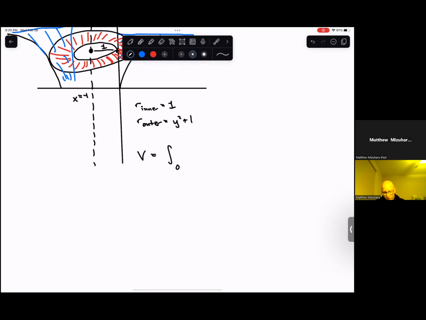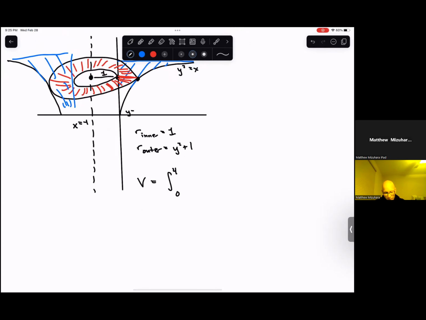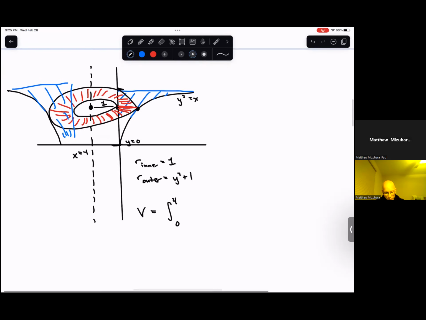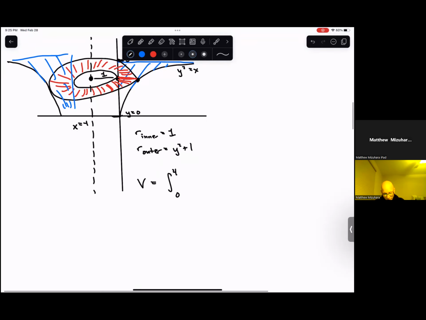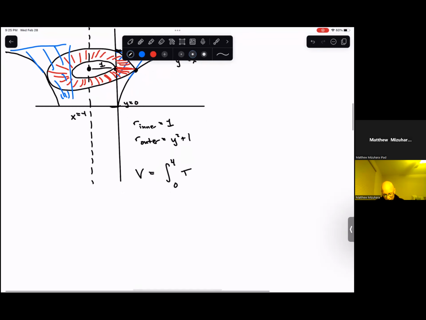It's the integral from 0 to 4 as usual, right? Again, this is because I'm starting at y equals 0 as my bottom limit, and then I'm going up to y equals 4 from the problem statement. And I'm going to integrate pi times the outer radius squared, so that's y squared plus 1 squared, minus pi times the inner radius squared, which is 1 squared, dy. Okay, then that looks good.